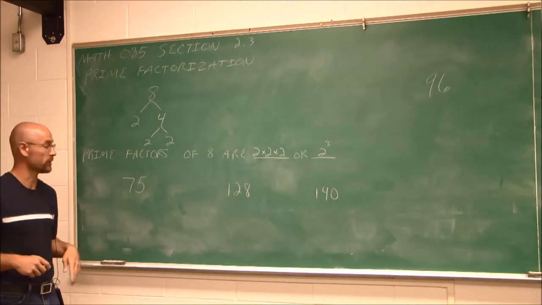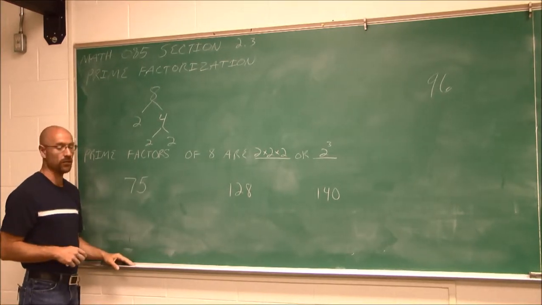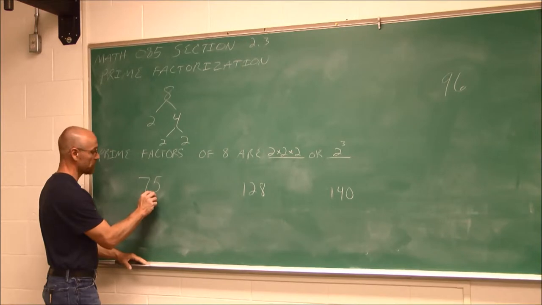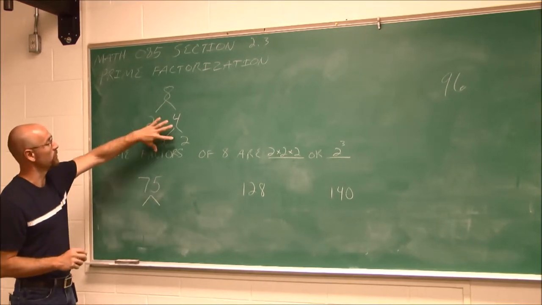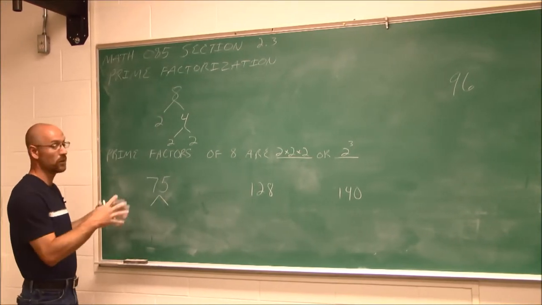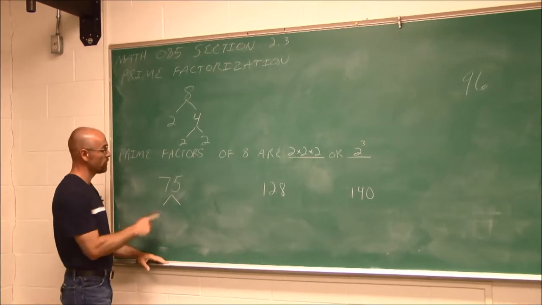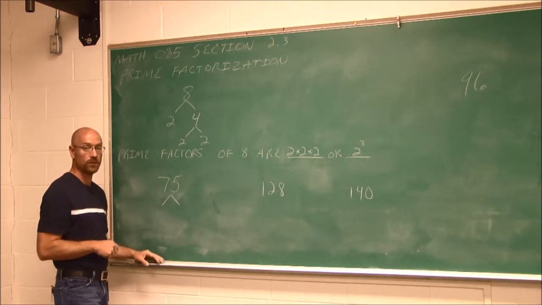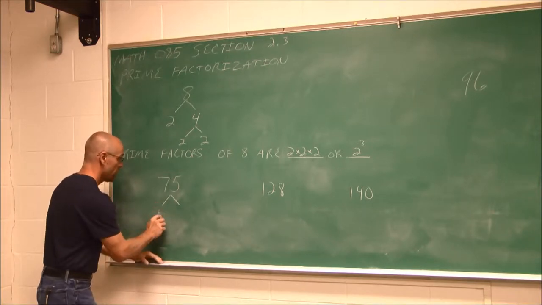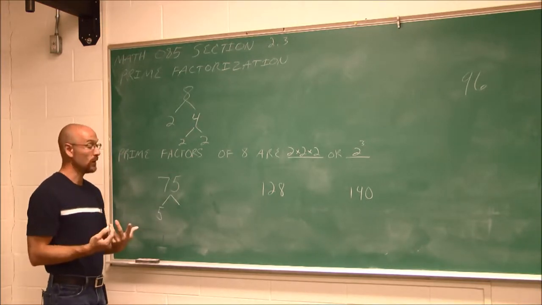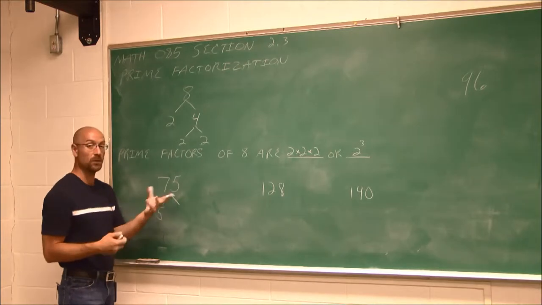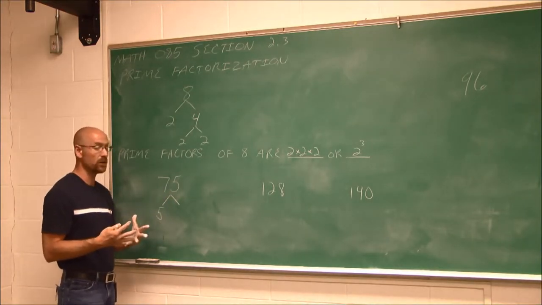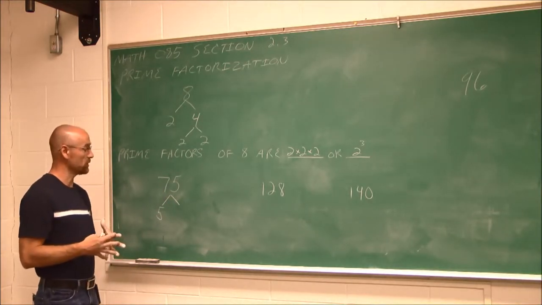Let's try a few more examples. Let's look at 75. I'm going to do a factor tree. And the reason why we call it a factor tree is because it looks kind of like a tree when you're done, maybe a pine tree of some sort. 75, I look at this number and I say, it ends in 5, so I know it's divisible by 5. 5 in what? Well, I don't know.